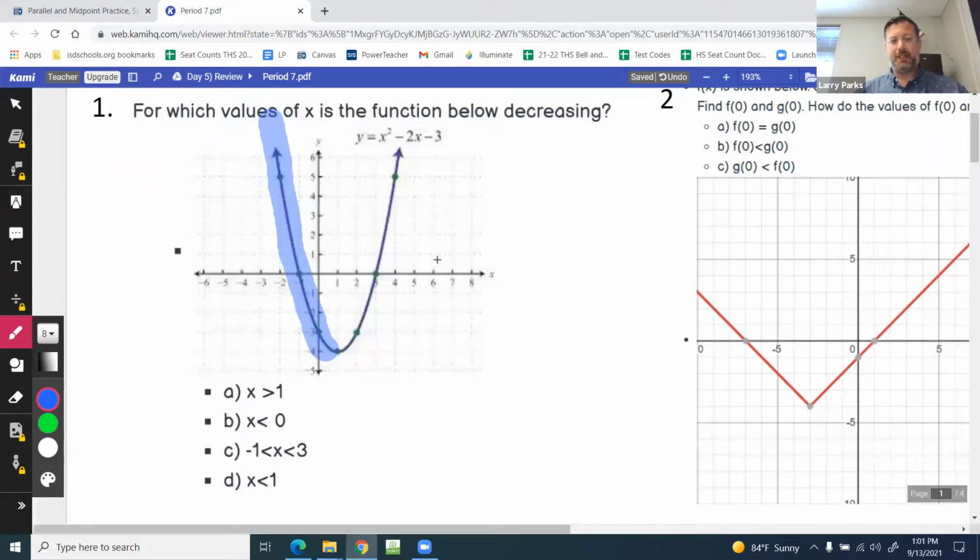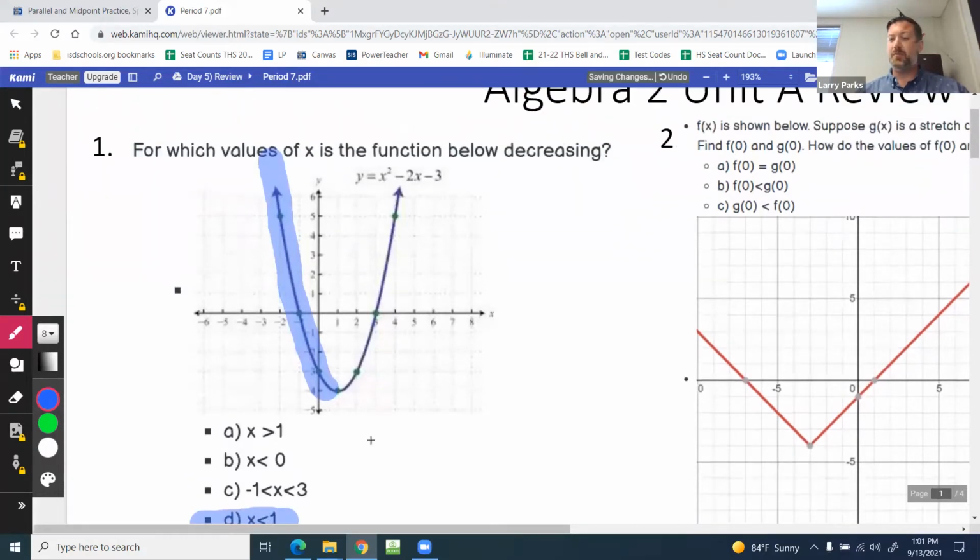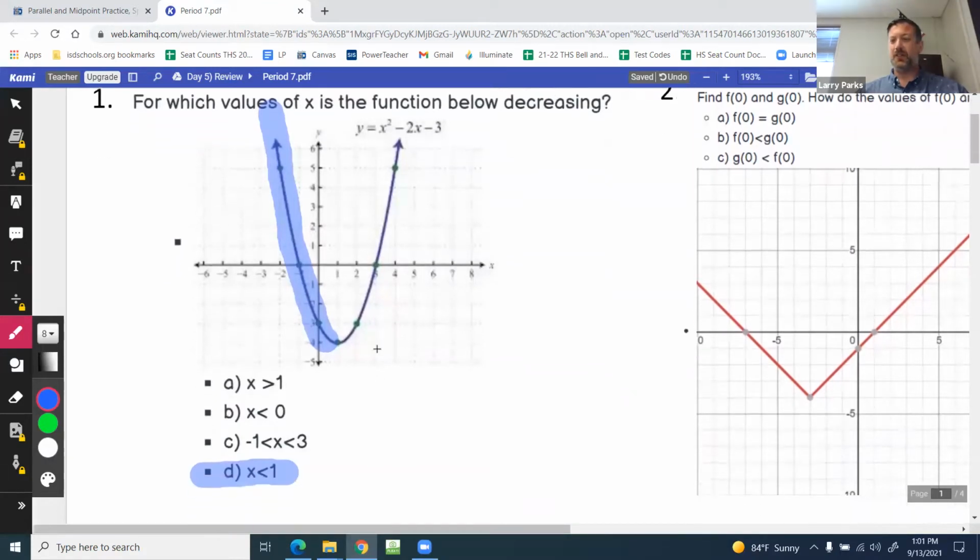Remember, you read in terms of domain. So I would say everything to the left of 1. The way you say that would be x is less than 1. So D is my answer. Okay, so you should be able to look at a graph and identify decreasing and increasing intervals, and it's going to be in this notation.